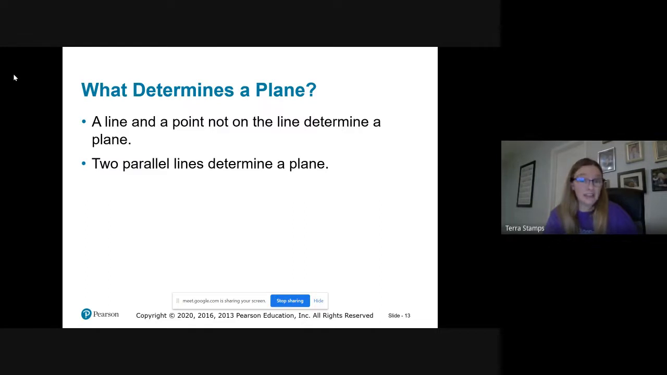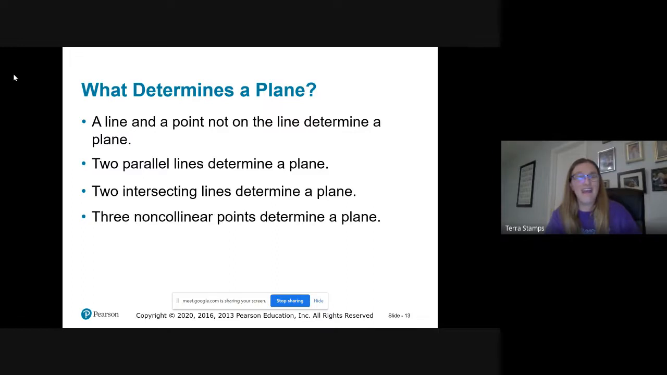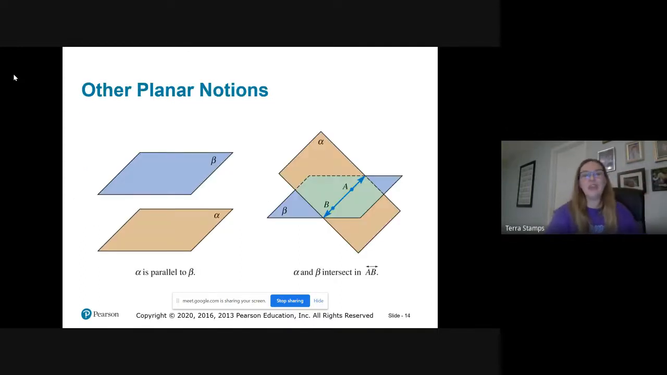Two parallel lines determine a plane. Two intersecting lines determine a plane. Three non-collinear points determine a plane. That's really similar to the first bullet point up there about a line and a point not on the line, because two points determine a line, and then that third one that's non-collinear would be a point not on the line. But anyway.